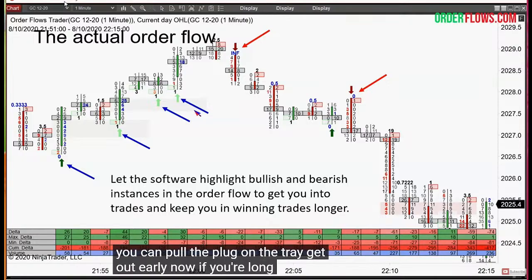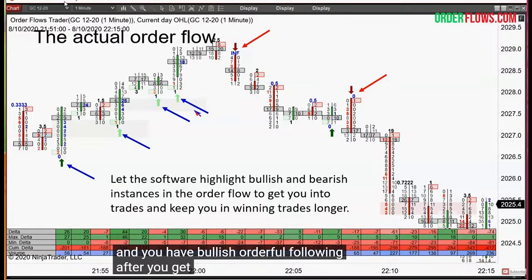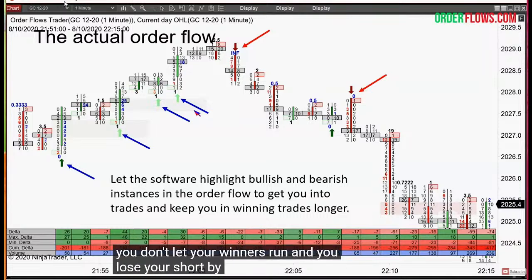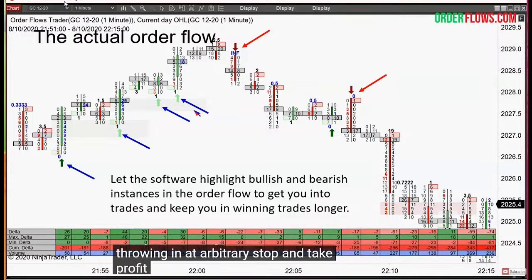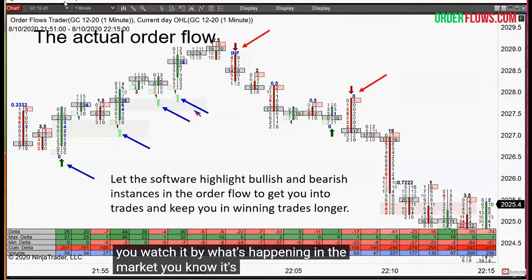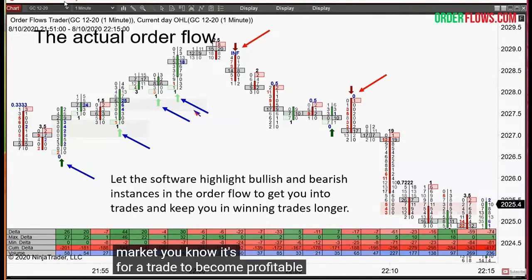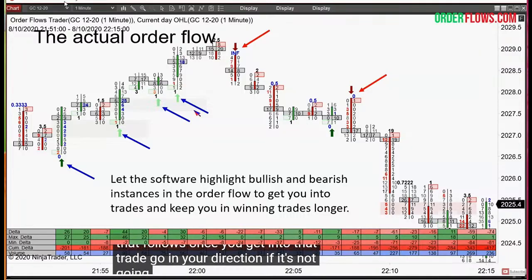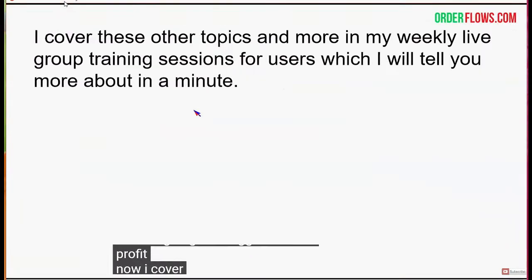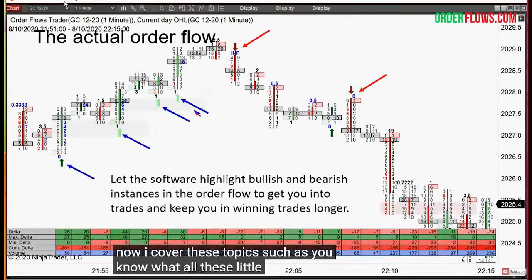Now, if you're long and you have bullish order flow following after you get into the trade, that's good. You can let the trade run longer. That's how you let your winners run and cut your losers short, by managing the trade. You don't let your winners run and cut your losers short by throwing in an arbitrary stop and take profit based on an average over 20 trades. No, you watch what's happening in the market. For a trade to become profitable, you need the order flow that follows once you get into that trade to go in your direction. If it's not going in your direction, the trade is going to struggle to turn a profit. Now, I covered these topics, such as what all these little green and red arrows mean.